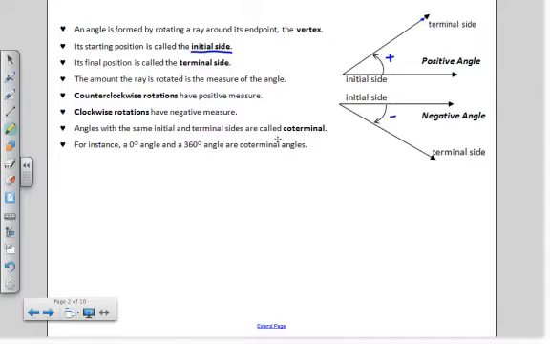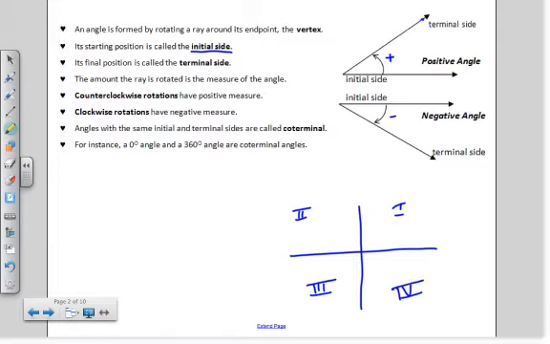And now, you remember we have quadrants 1, 2, 3, 4? Well, because when we start our angle rotation, we start with our initial side on the positive x-axis, and as we rotate it around, notice it goes through the first quadrant, the second quadrant, the third quadrant, and the fourth quadrant. That is why the quadrants are numbered in that order.